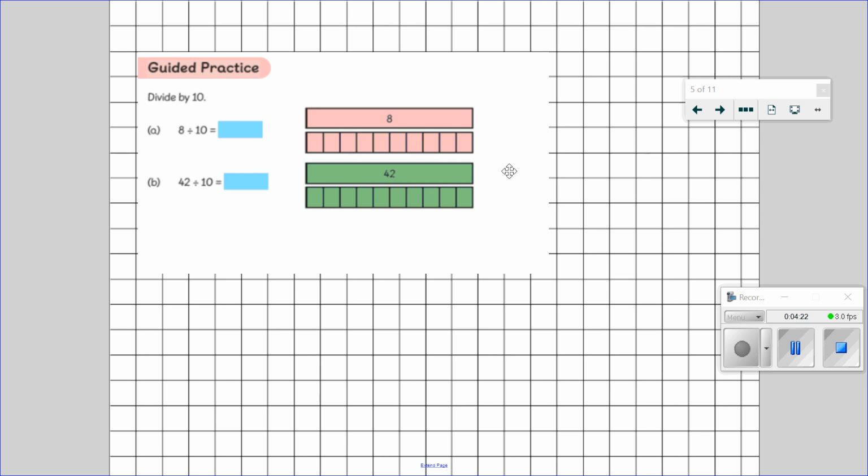Here's our guided practice, and you can see that the first question is to divide 8 by 10. Remember when we did this with the chocolate bars? There are now 8 that need to be split into 10. And here we're looking at a 2-digit number, 42 divided by 10. Have a go and see what you notice.